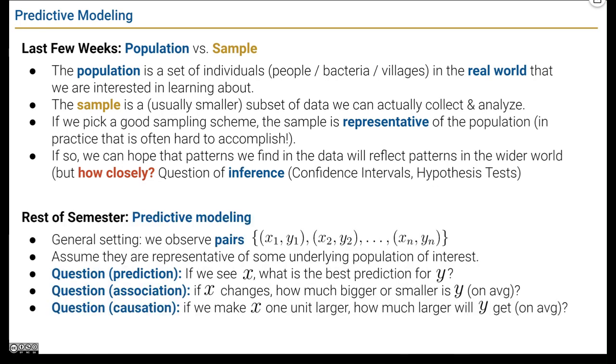So for the rest of the semester, the predictive modeling is going to be taking the form where we observe pairs of data, and we are assuming they're representative of some underlying population of interest. Now we're going to be asking questions about prediction, association, and when possible, causation.